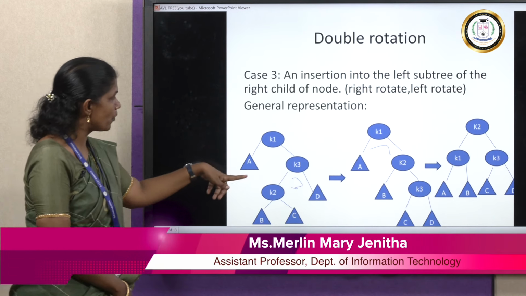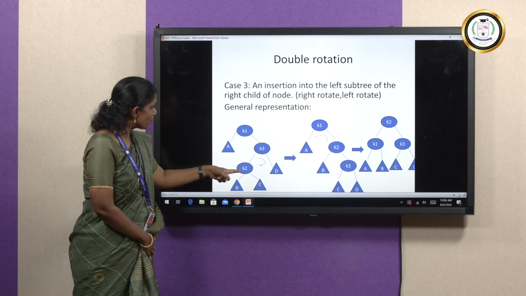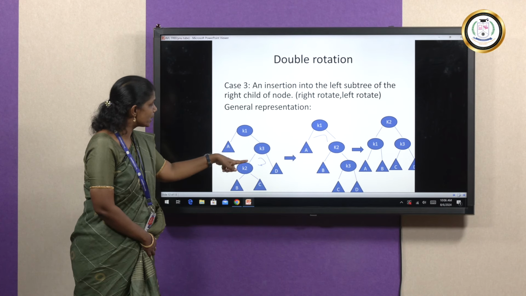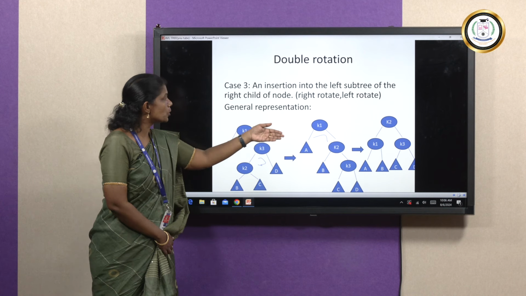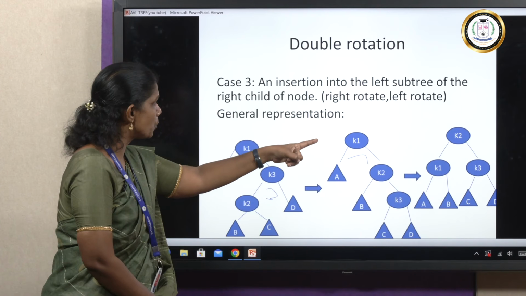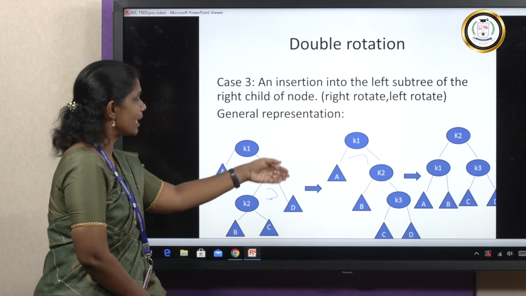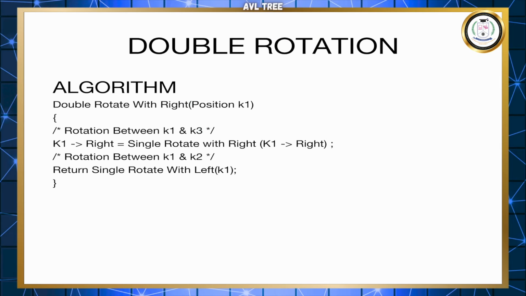First you have to perform the right rotation from K3. Here the K2 right child is moved to the left child of this K3. Then you have to perform the left rotation from the root node. Now K2 is the root node, then the left child of this K2 is moved to the right child of this K1. Then next, this is the algorithm for case 3 double rotation.